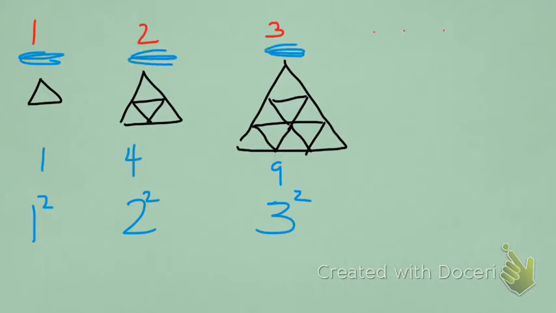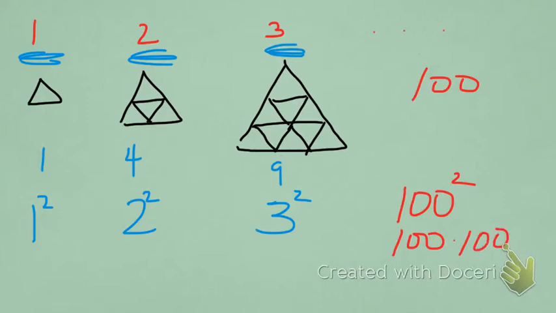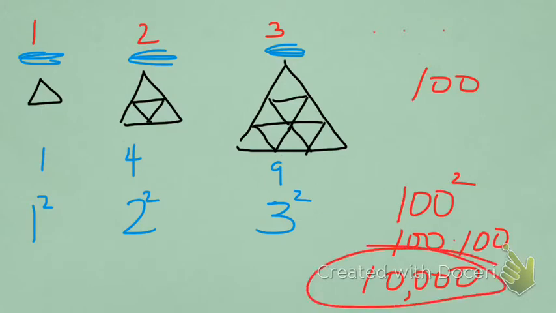So if the question is, how many triangles will there be when we're on the 100th figure? Okay. Well, let's just take that number, 100, we'll square it. Or in other words, that's 2 factors of 100. That product is 10,000. You keep all of the zeros. Okay, so that's the answer to the first question, that there are 10,000 smaller triangles in the 100th triangular number.